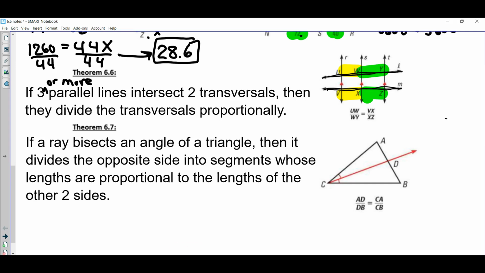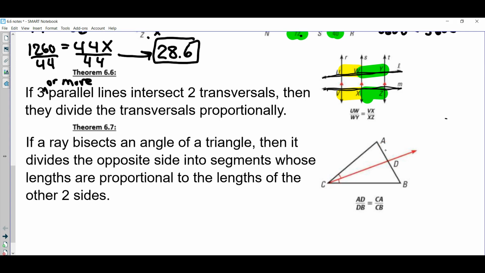And the last part of this looks at a triangle with an angle bisector. So this red line that you see here is an angle bisector. If a ray bisects an angle of a triangle, which it is here, then it's going to divide the opposite side into segments whose lengths are proportional to the length of the other two sides.